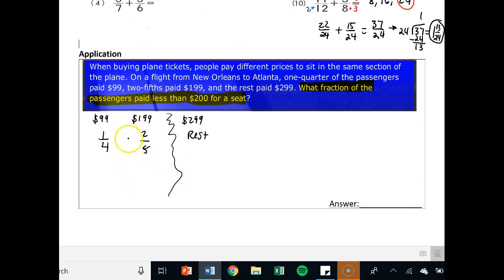And so if I'm trying to figure out what fraction paid less, basically I should be adding 1/4 plus 2/5, right? You're trying to figure out what this chunk of the plane is paying less than $200. So I'll let you figure that out. As always, call me if you have questions.